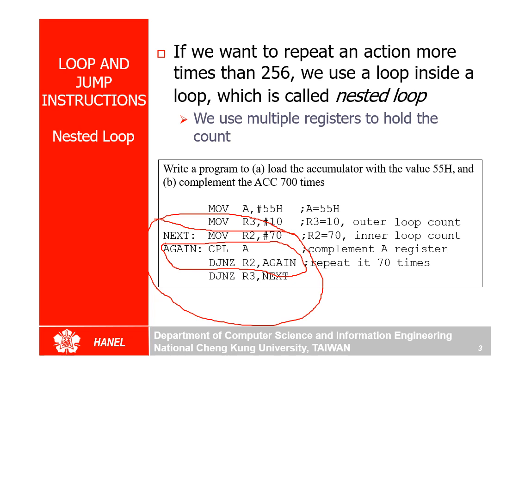Then R3 will come here. What is R3 now? 8. R3 is again 8. So next, again R2 will be loaded with 70. So this will be repeated 70 times, then again 70 times, again 70 times. So this will be 70 multiplied by 10. This loop will be executed 700 times.